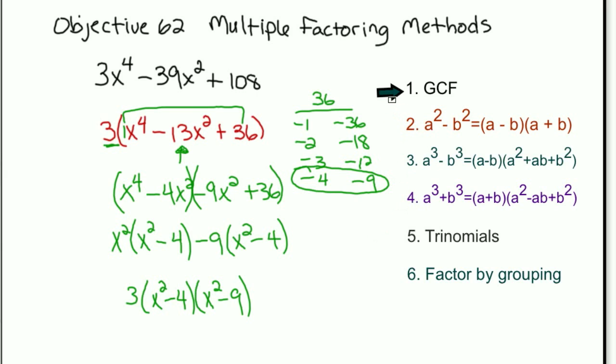Before I state this is my final solution, I need to double check to make sure I don't have any more rules left over. So I need to look for a greatest common factor, and none exist. Then I'm going to look for the difference of squares. Well, each of these parentheses is the difference of squares. So I'm going to go ahead and apply that rule to each one of those things.